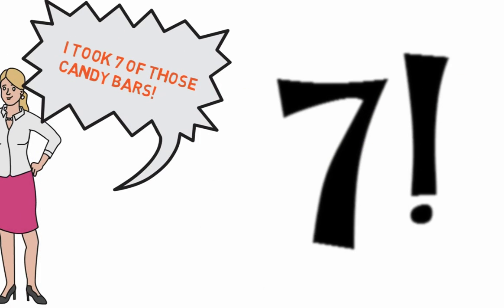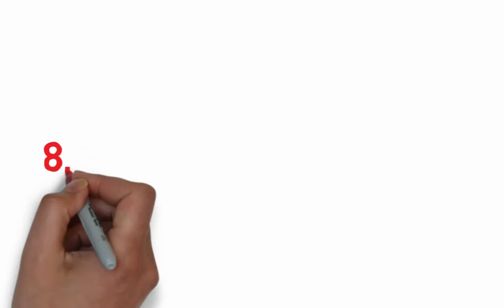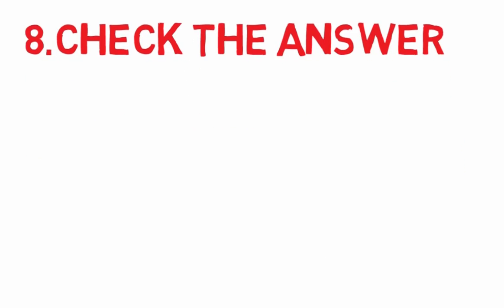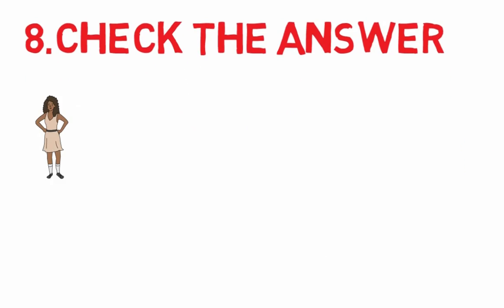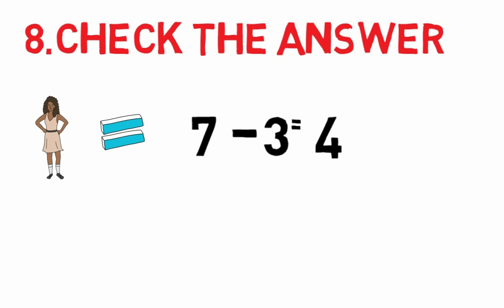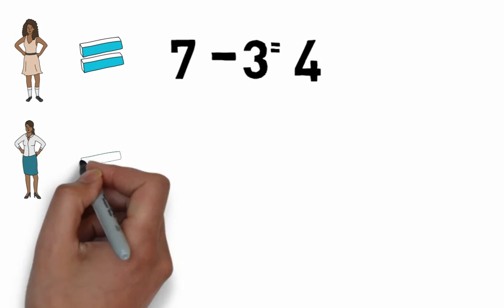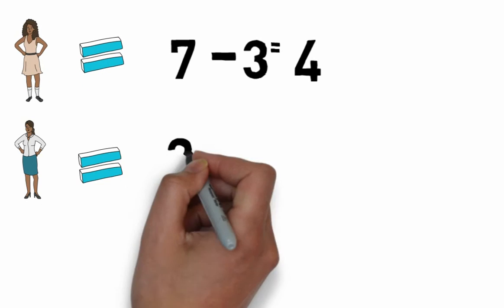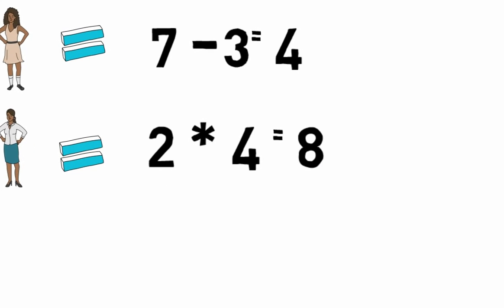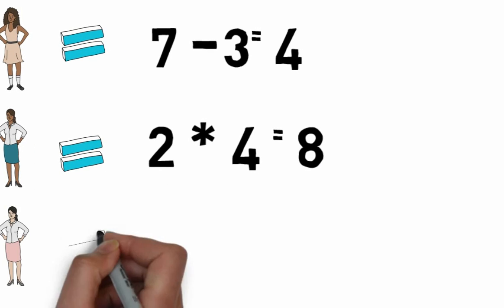Our answer. 8. Check the answer. We also know that Cindy took 7 minus 3 equals 4. And Brenda took 2 times 4 equals 8. And of course, Dorothy was left with 21.